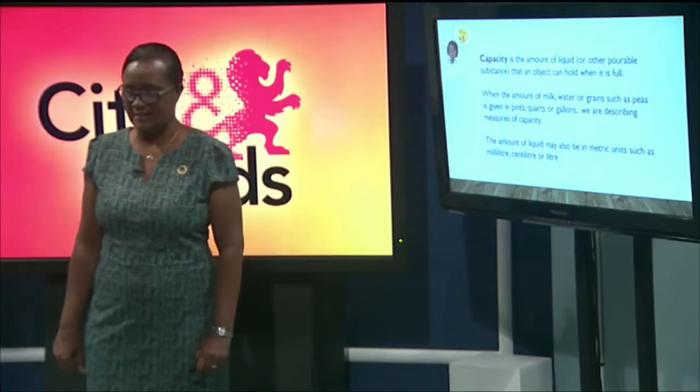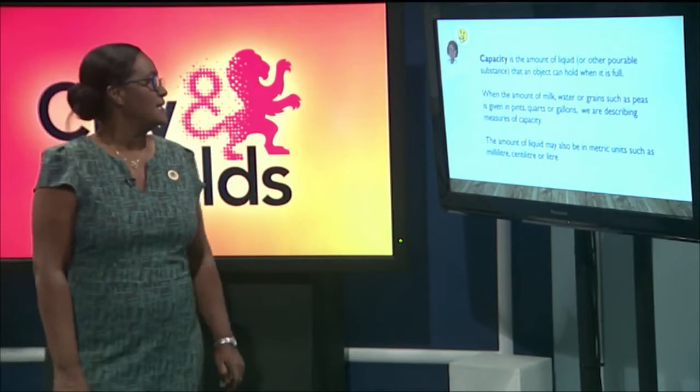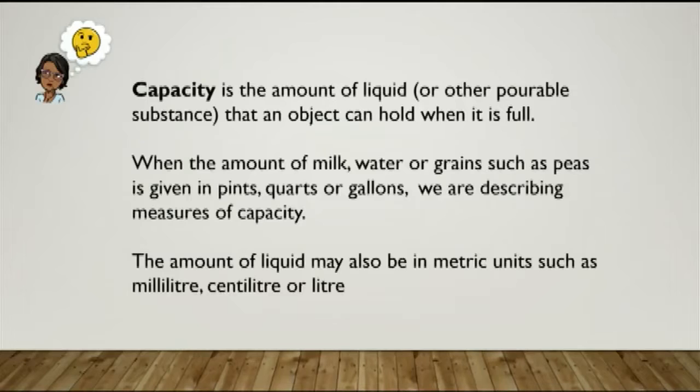Now, what is capacity? Capacity is the amount of liquid or other pourable substance that any object can hold when full. When the amount of milk or water or grains, for example peas, are given in pints, quarts, and gallons, we are describing the unit of the measurement of capacity. The amount of liquid may also be in metric units such as milliliters, centiliters, or liters.